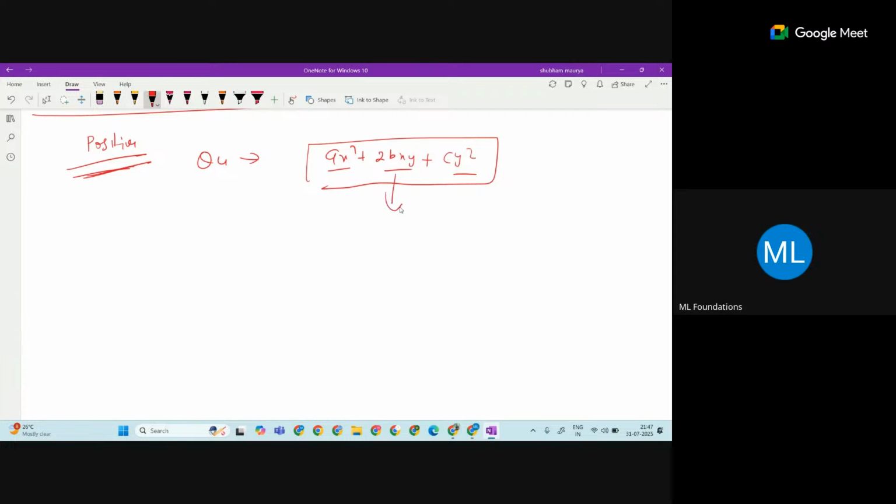You can convert this representation to the matrix A B B C. Here you write x y like this, and here x y like this. If you multiply, you will get exactly this one. And this matrix is symmetric. So from the quadratic form, you will always get a symmetric matrix.